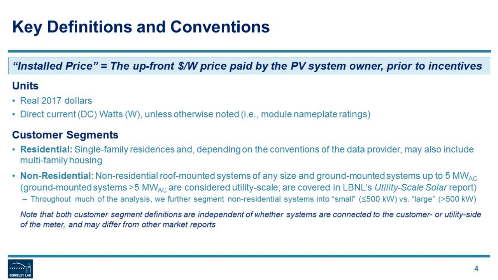Throughout the report, everything is expressed in terms of real 2017 dollars and DC watts, unless otherwise noted. And then finally, we generally distinguish between residential and non-residential systems, where again, the non-residential projects essentially go up to 5 megawatts. And in many cases, we further disaggregate those non-residential systems into small versus large, where we use 500 kilowatts as the cutoff between the two.